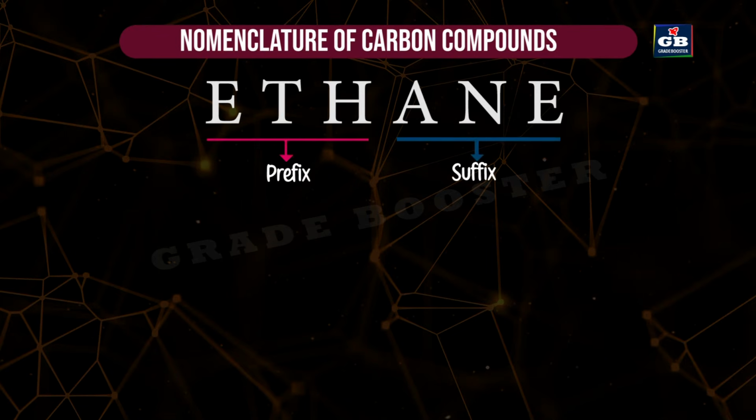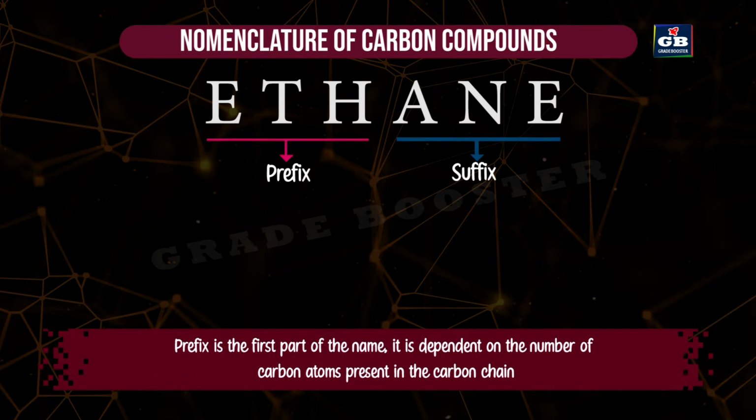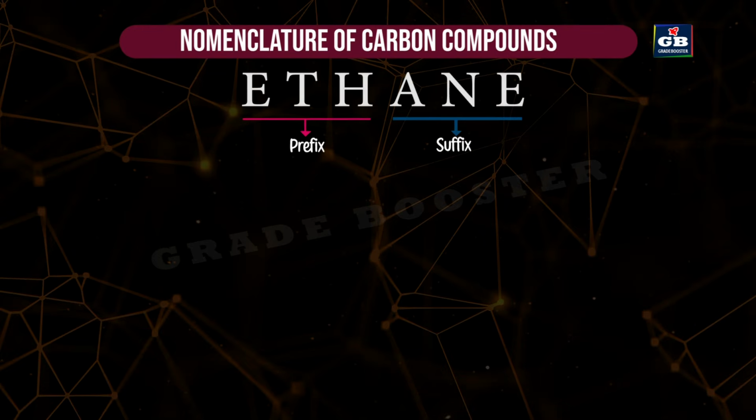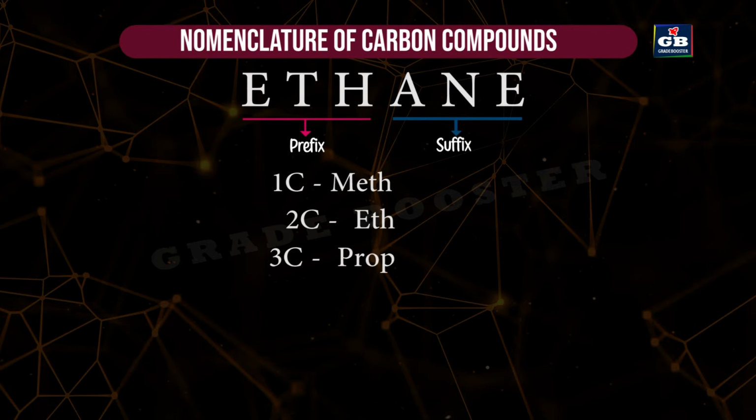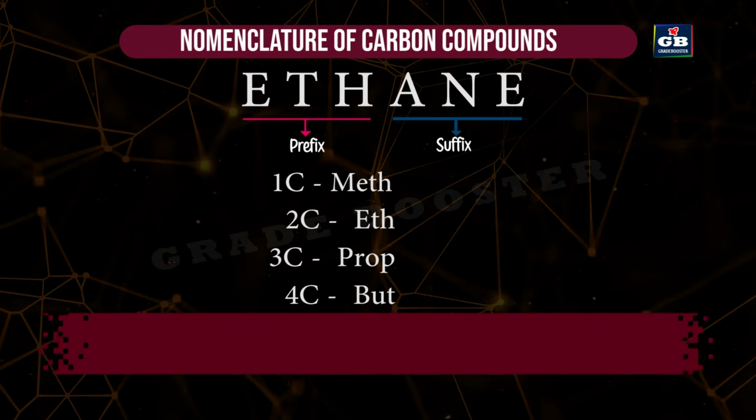Prefix is the first part of the name. It is dependent on the number of carbon atoms present in the carbon chain. If the compound has one carbon, the name begins with meth. If two carbons, it begins with eth, 3 carbons prop, 4 carbons but.